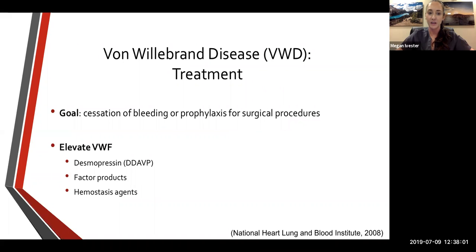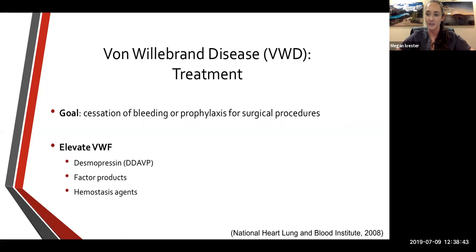So as far as the treatment, the goal of treatment for von Willebrand disease, with it being a bleeding disorder, the goal is cessation of bleeding or prophylaxis for surgical procedures in order to prevent a bleeding episode from beginning. So the fundamental way that treatment works is elevating the von Willebrand factor. And there's 3 different ways that you can do that. And these 3 different treatments are not mutually exclusive. So a lot of patients can receive 1 or 3 at a time. It just kind of depends on their type based on their test results and the way they present and their hemostatic challenge and all of that.